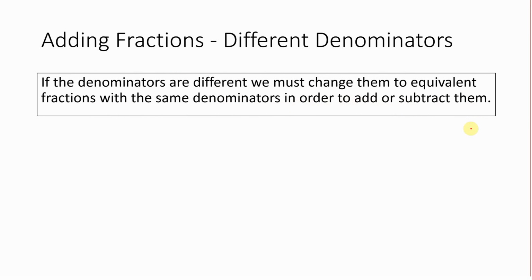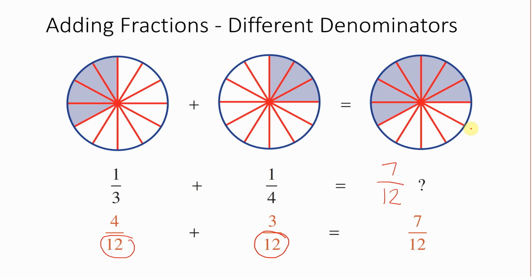add or subtract them. So you can see that 1/3 is an equivalent fraction to 4 over 12. 1 is being multiplied by 4, 3 is being multiplied by 4 to get 12. 1 over 4, 1 times 3 is 3, and 4 times 3 is 12.